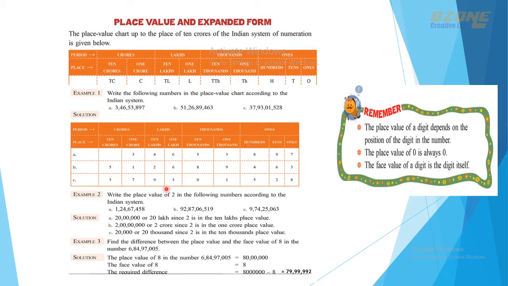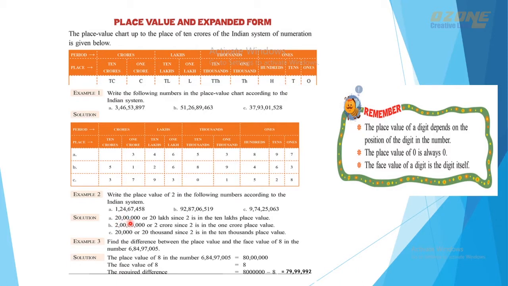Now example 2: write the place value of 2 in the following numbers according to the Indian system. No need to write the place value of all the numbers. They have asked you to write the place value of 2 in the following numbers. So check where 2 comes and write the place value of that 2. In the first question, 1 crore 24 lakhs 67,458, 2 is there in the 10 lakhs position.